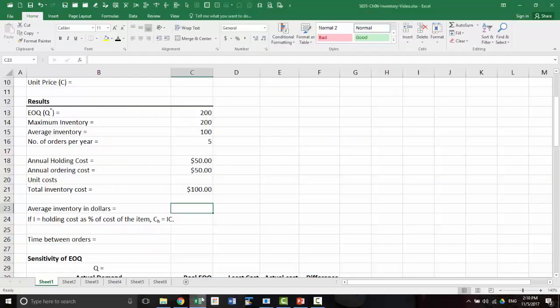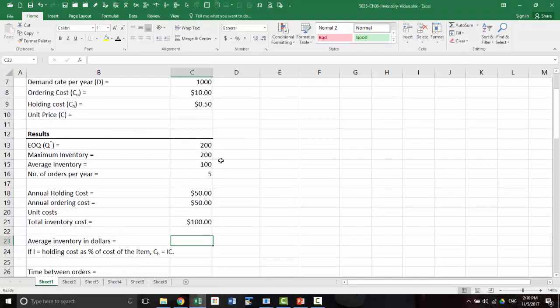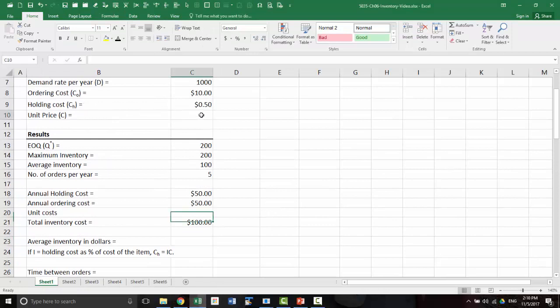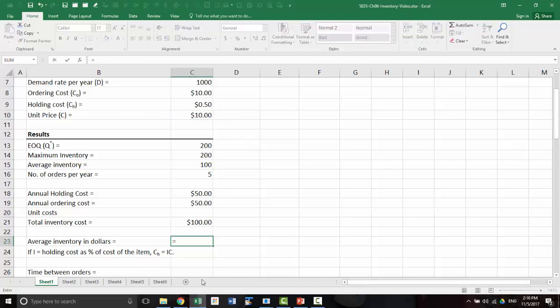So let's just make up a number for unit price. Suppose unit price is say $10. Remember we don't need that for computing EOQ. Now on the average, what will be the value tied up in inventory? Then that will be average inventory times the unit cost.